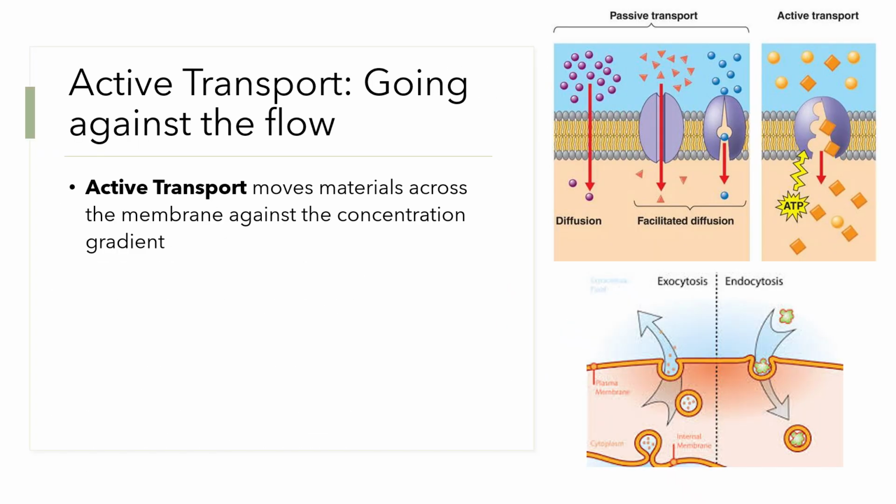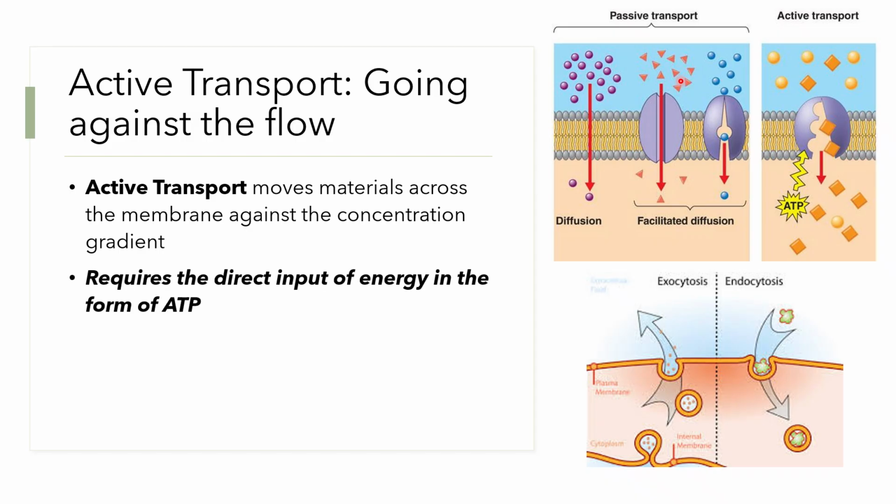Now, active transport is going against the flow. So this is where we want to move things against the concentration gradient. Instead of saying, hey, there's a lot on this side and a little here, I'm going to move down, it's saying, I want to take this and move it up to where there's more of it. We do this on purpose many times in the cell to create concentration gradients that we can capitalize on later.